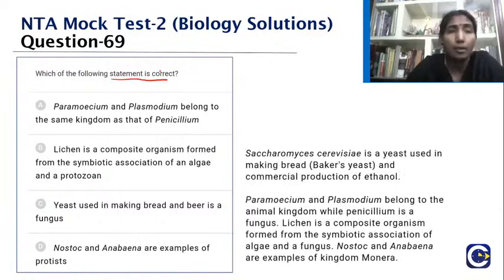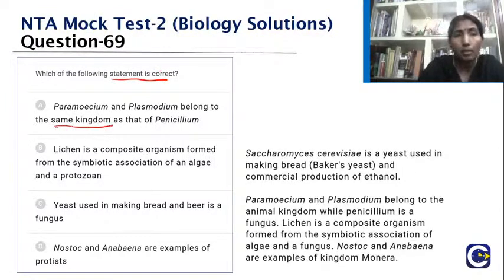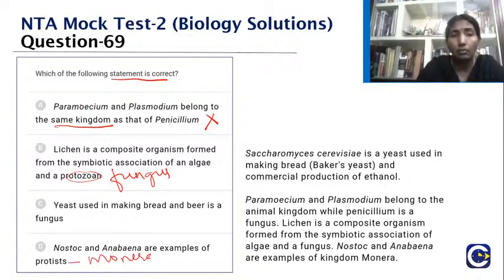Now we will see Paramecium and Plasmodium. See, Paramecium is not in the same kingdom. Paramecium is with the animal kingdom. What about Plasmodium? They also belong to the animal kingdom. But what about Penicillium? It is a fungus. So this is not the correct statement. What about lichen? It's a symbiotic association between algae and not protozoan, between the fungus. What about Nostoc and Anabaena? They belong to Monera.